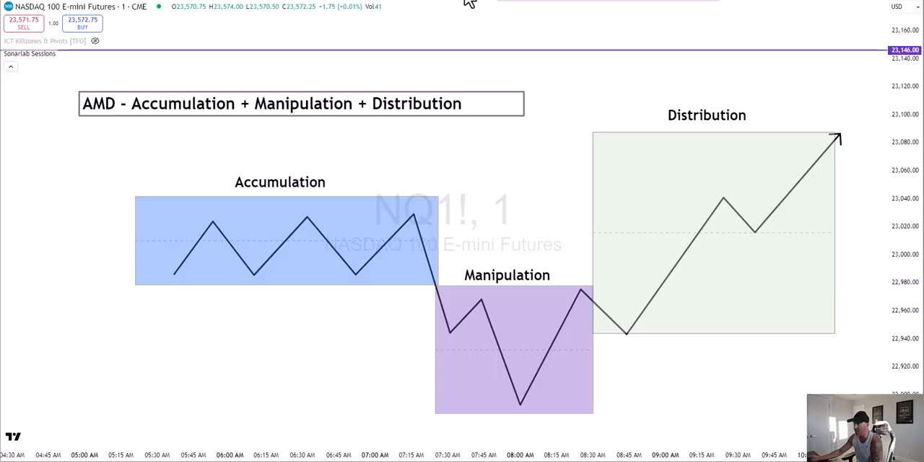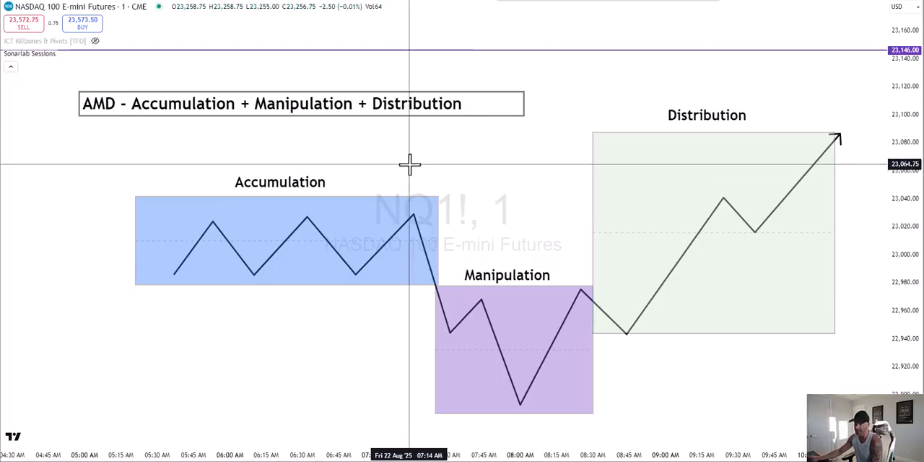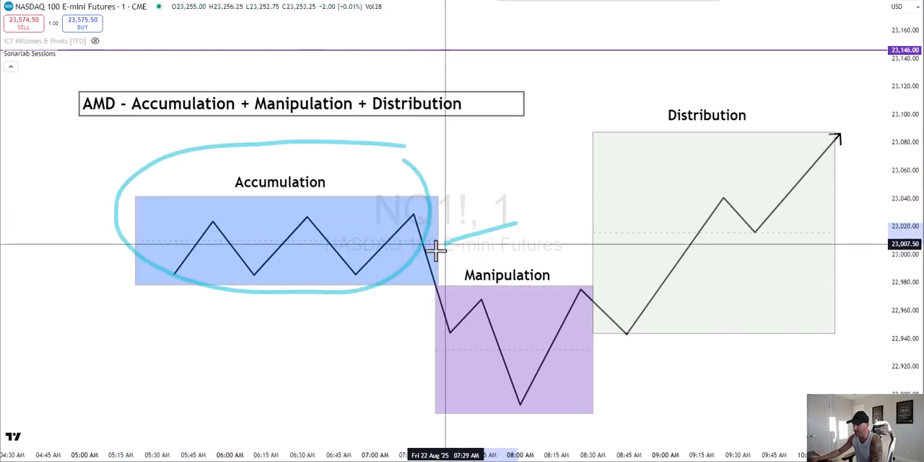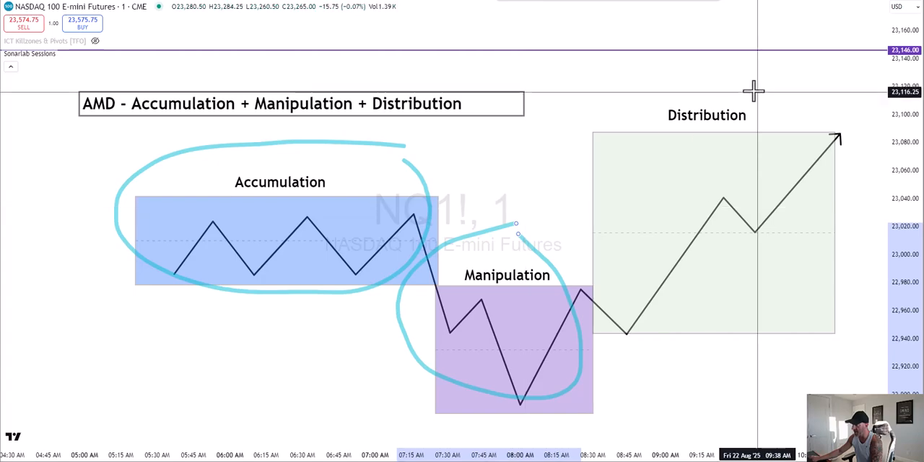There's times where maybe it doesn't hit a PDRA, it just takes liquidity. And then after that, we want to see it distribute to some target, either an upside imbalance or mainly equal highs. I like equal highs or equal lows, or a level that's above it or below it. So this is exactly what it is right here. We have our accumulation phase, and then manipulation phase, and then our distribution phase.